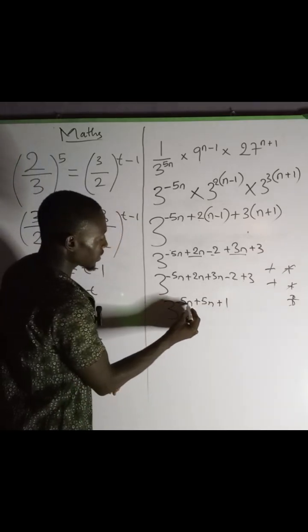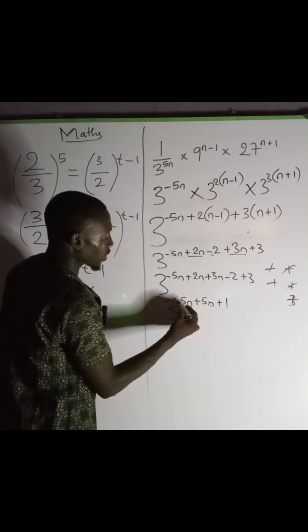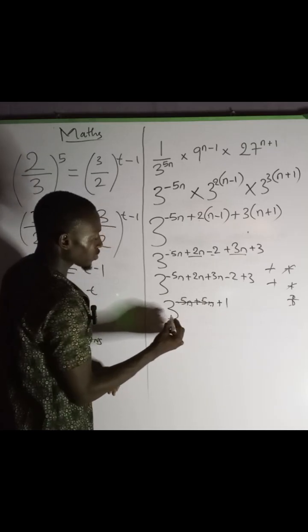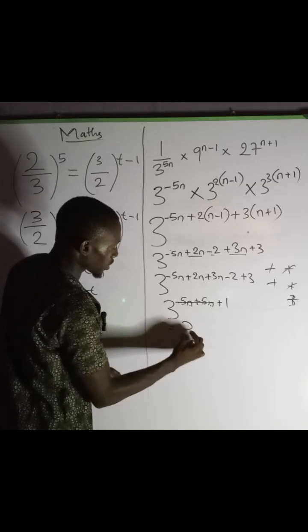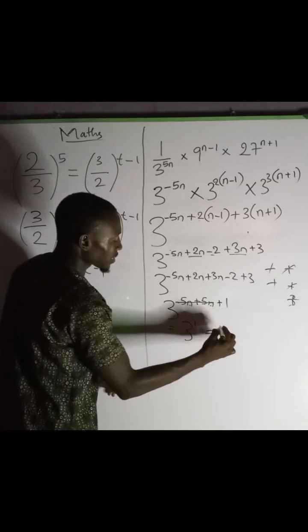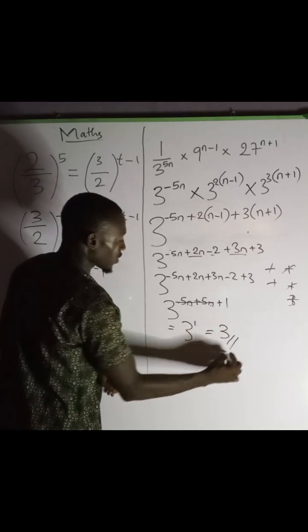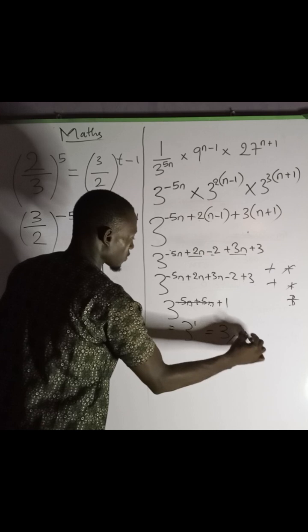So minus 5n plus 5n will cancel out. What will now remain is plus 1. So here we can now say that this is equal to 3 raised to power 1. And anything raised to power 1 is that thing itself. So our answer is equal to 3. This becomes our final answer.